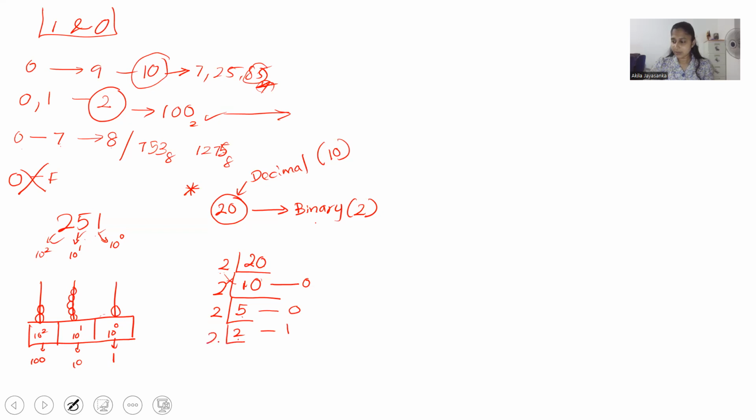Again we can divide 2 by 2. Right? That means 1. There is no any mod values. Right? This is the final answer.